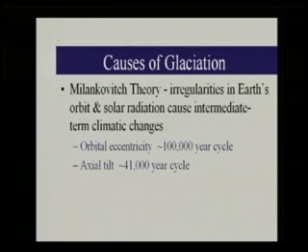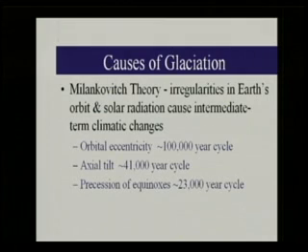Axial tilt: the axis of the Earth will progress over time so that whereas the tilt may be 20 degrees, the tilt will reverse itself almost completely 90 and then move in the other direction. This is on a 41,000 year cycle, axial tilt. And finally, we have the precession of the equinoxes. This occurs on a 23,000 year cycle.